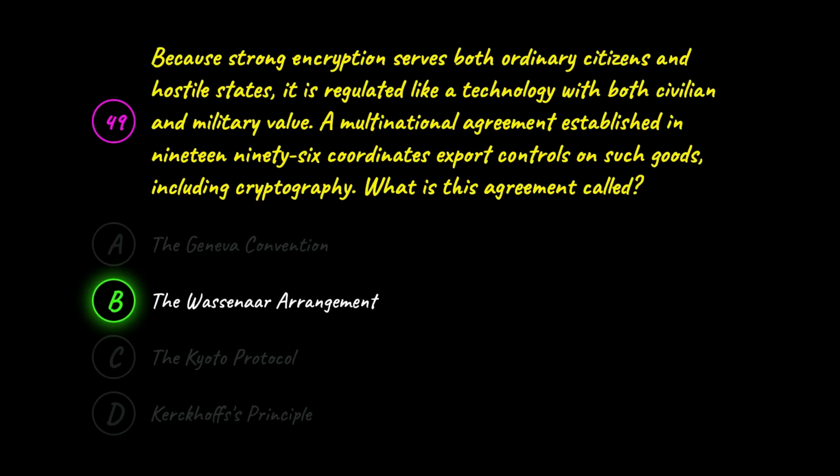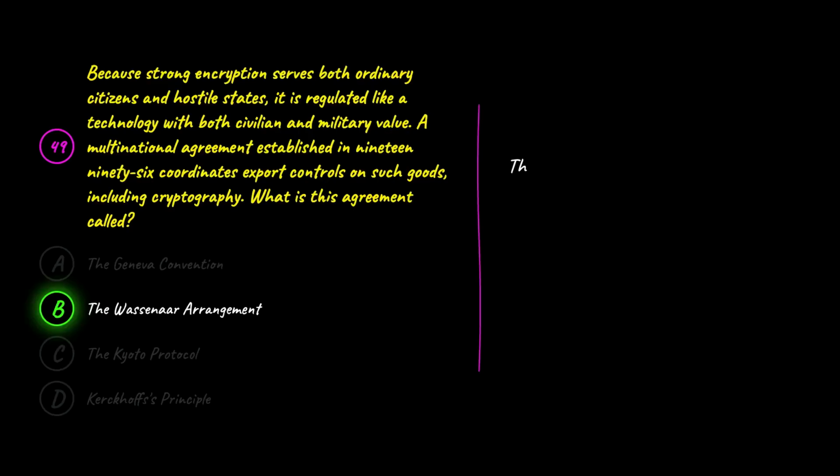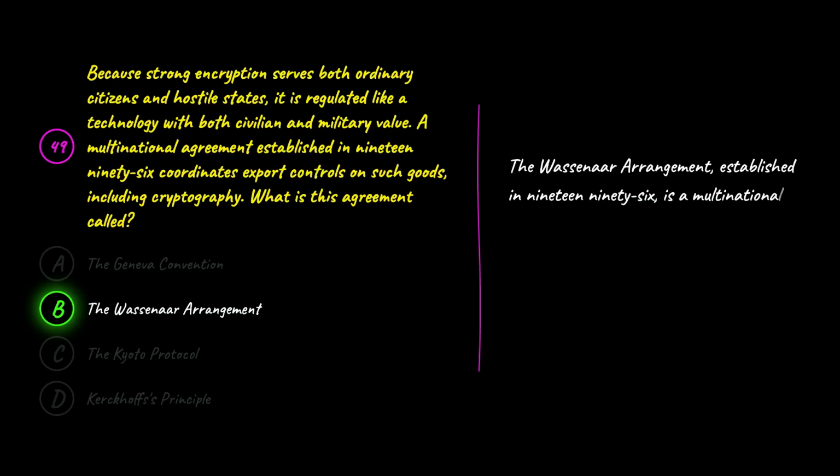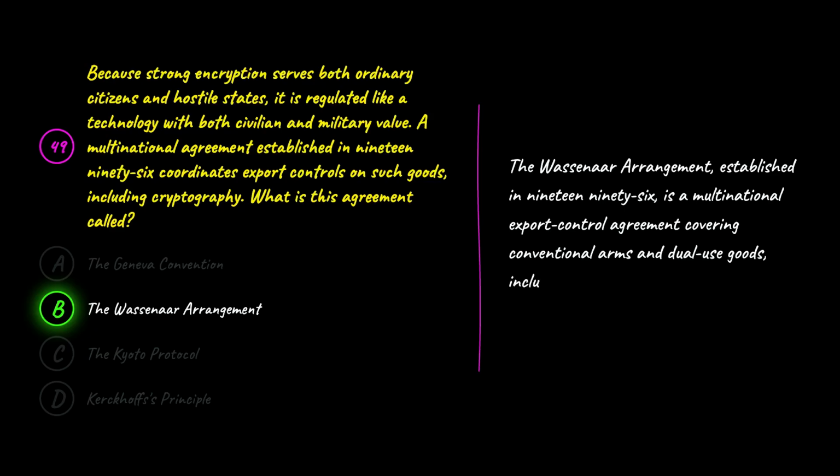The correct answer is B. The Wassenaar Arrangement. B is correct because the Wassenaar Arrangement, established in 1996, is a multinational export control agreement covering conventional arms and dual-use goods, including cryptography. Member states coordinate their control lists, so publicly available cryptography can generally circulate among them.